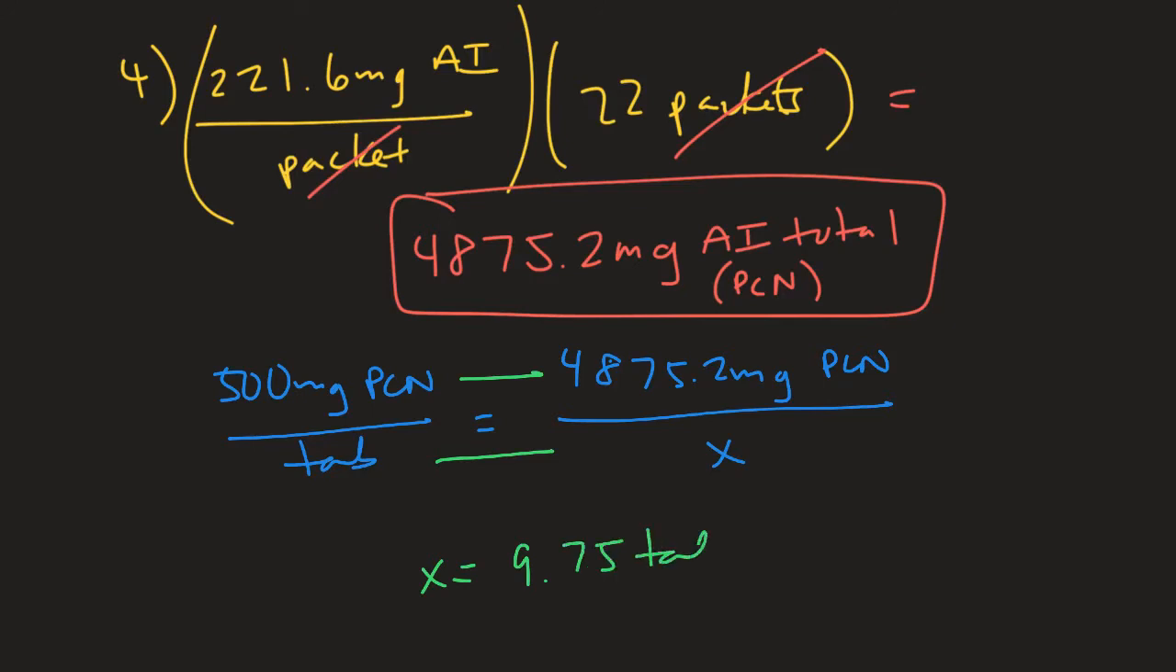That gives you 9.75 tablets. But as I said earlier, you can't give a patient 0.75 tablets. That's just suspicious. So round it up to 10 tablets being used. And we're not going to cut out 9.75 tablets. That's just a waste of time and resources. So we're going to use 10 tablets to crush.